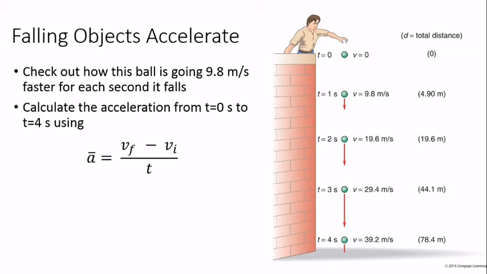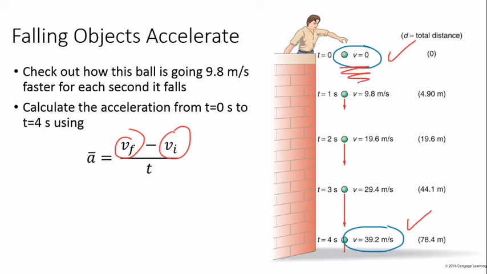So when we look at differences, we have an initial velocity here of 0 meters per second, and a final velocity here of 39.2 meters per second. It's always the final velocity, from which we subtract the initial velocity. And for all intents and purposes, we're just going to stick with initial velocities of 0, which is kind of nice.